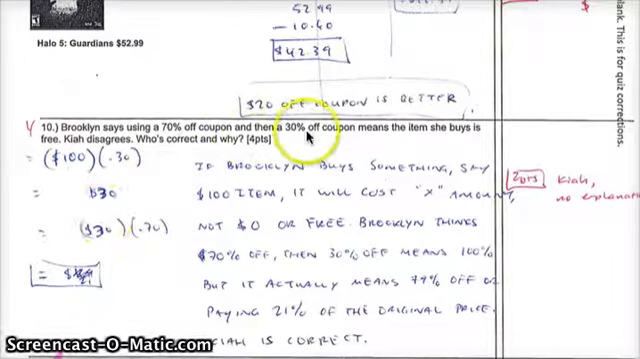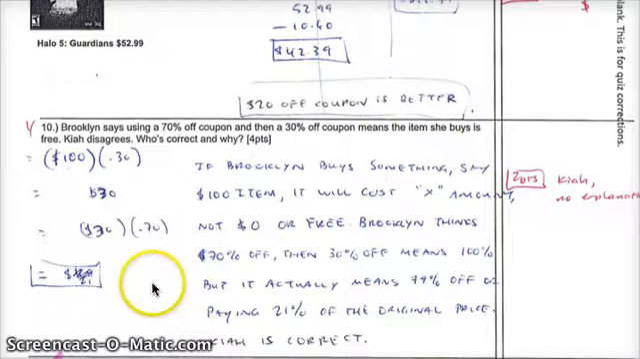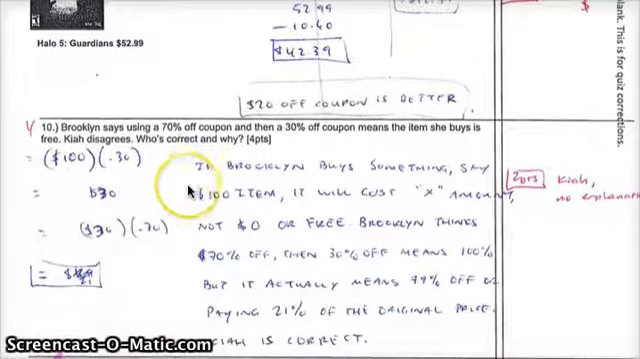Then if you stack it with a 30% off coupon, which means you're only paying 70%, $30 times 70% gives me $21. So notice how you're not getting the item for free, you're still paying $21. If Brooklyn buys something, say a $100 item, it will cost some amount, not $0 or free. Brooklyn thinks 70% off, then 30% off means 100%.